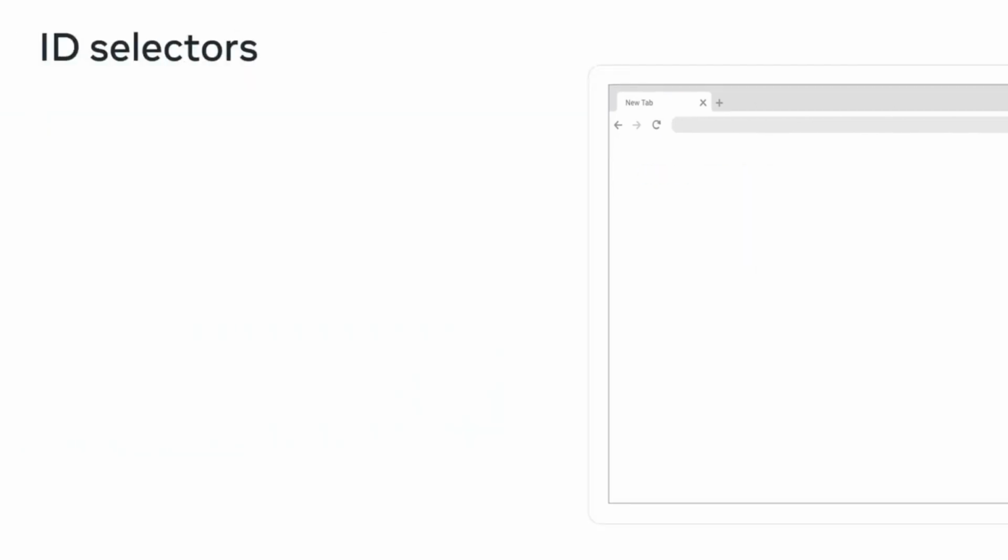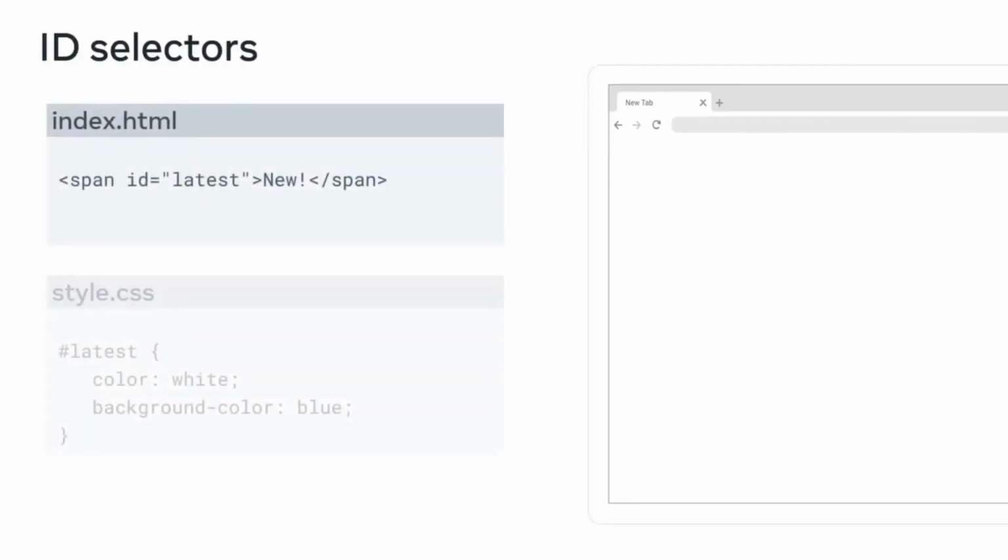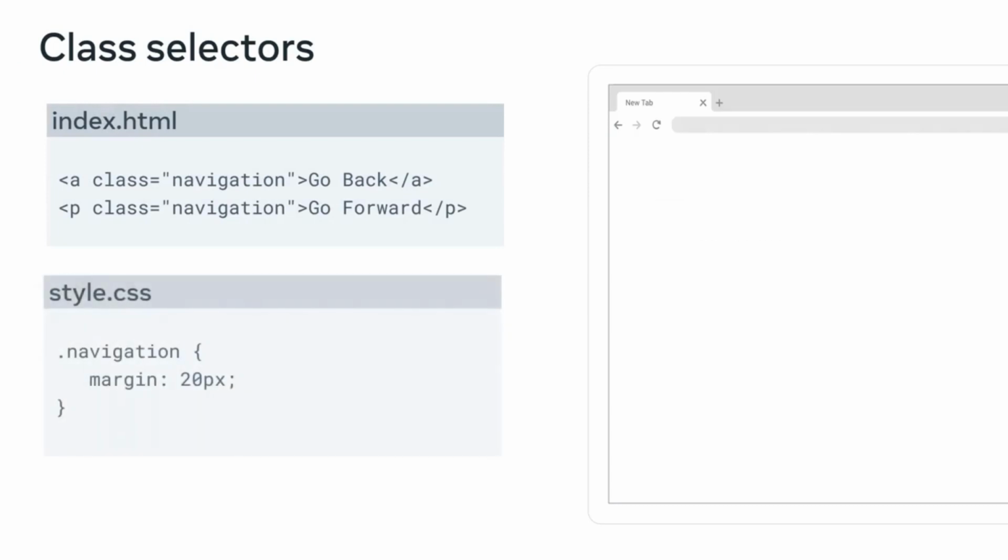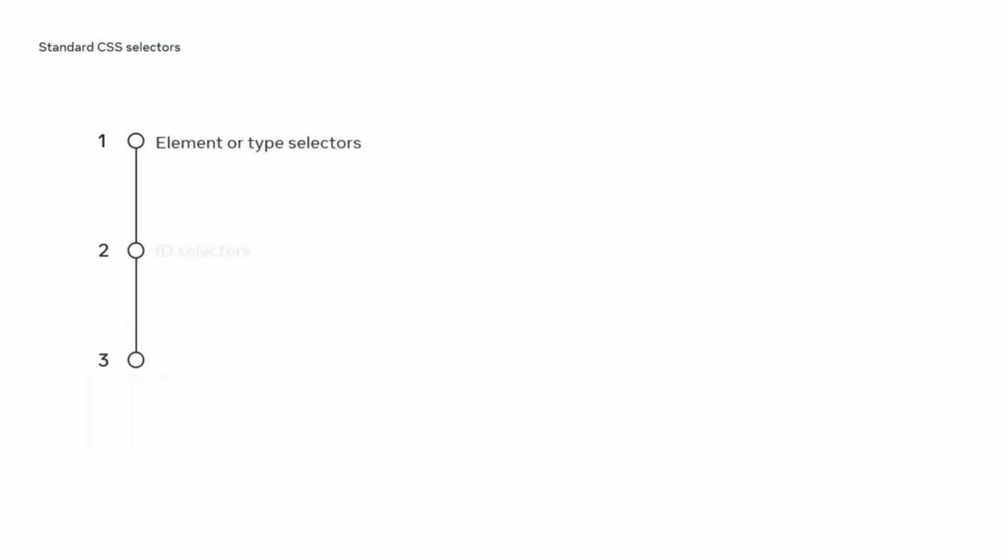You also get ID selectors. ID selectors use the ID attribute of an HTML element. Since the ID is unique within a web page, it allows the developer to select a specific element for styling. You were also introduced to class selectors. Class selectors allow you to select elements based on the class attribute applied to them. With class selectors, you can apply rules to all elements with the specified class name. Those are the CSS selectors you have learned about previously.